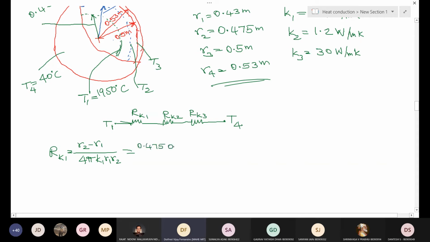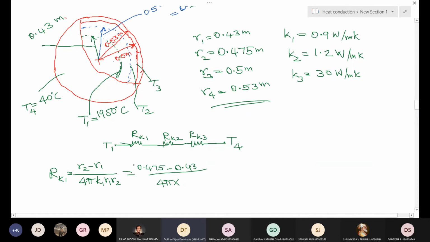0.475 minus 0.43 divided by 4 pi K1 is 0.9 into R1, R2, 0.43 into 0.475. Yes. Okay, this process, you have to write clearly everything.